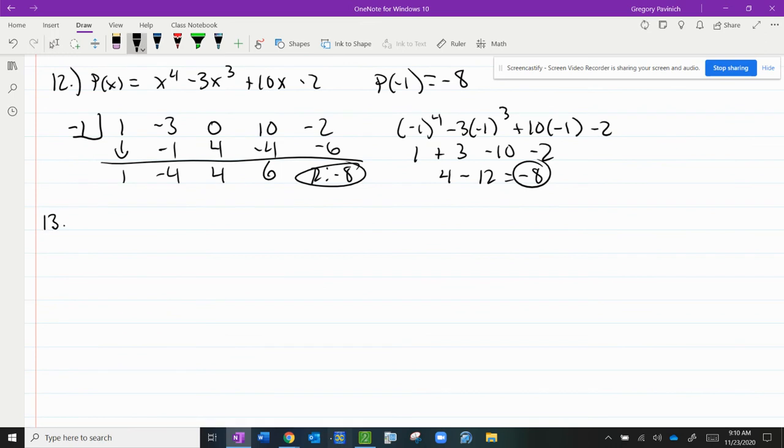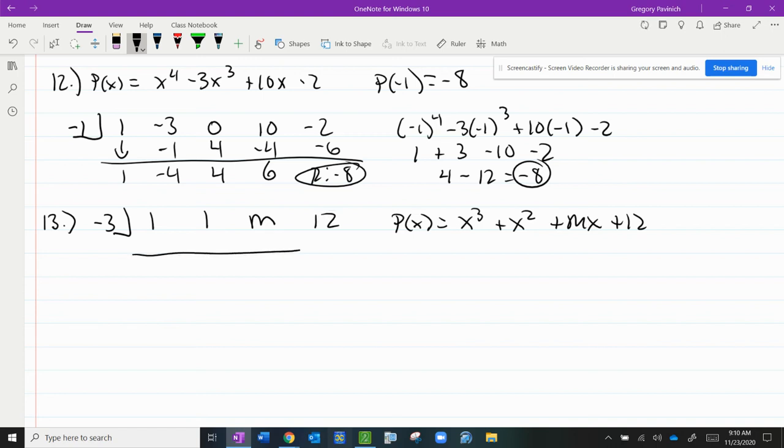Number 13 is use synthetic substitution to find m if negative 3 is a 0. This is a fun one. It's like a Sudoku. So p of x is x cubed plus, let's see, 1, 1, m, and 12, and what do I know? This is going to be a negative 12, right? Because it's going to be a 0.